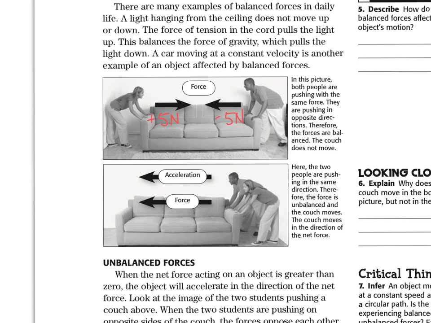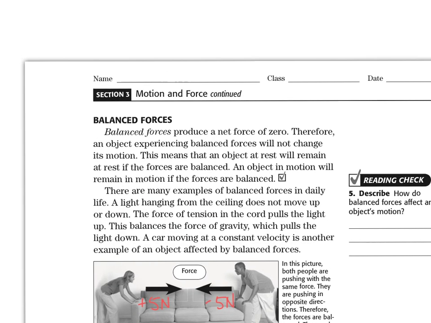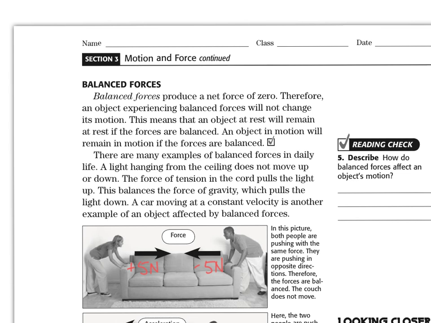So if you do a simple addition problem, that validates how we said that was balanced, doesn't it? Positive 5 and a negative 5 makes 0. So that's what we call a balanced force. So what's it say about balanced? Balanced forces produce a net force of 0. What does that mean? An object experiencing balanced forces will not change its motion.